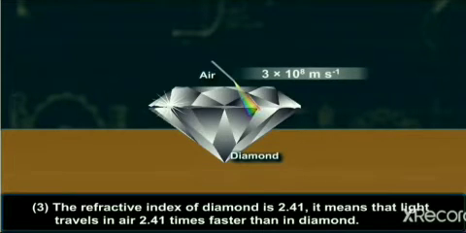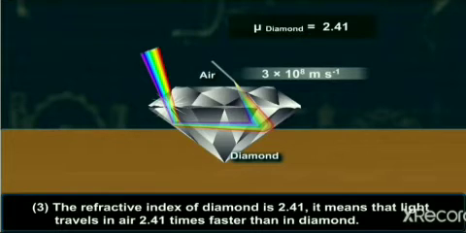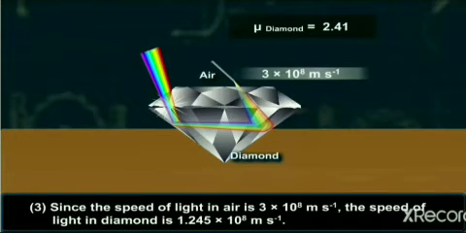3. The refractive index of diamond is 2.41. It means that light travels in air 2.41 times faster than in diamond. Since the speed of light in air is 3 × 10^8 meter per second, the speed of light in diamond is 1.245 × 10^8 meter per second.